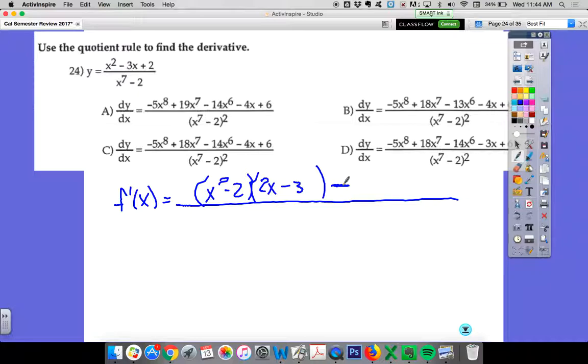Then I've got my great big minus sign. And I'm going to do it the other way. I'm going to do my top times the derivative of the bottom, 7x to the 6th. And then I've got to have x to the 7th minus 2. Wrap that sucker up with a square.